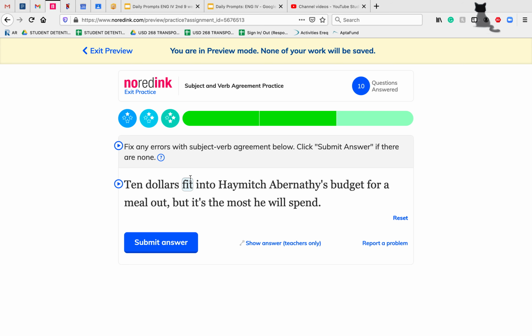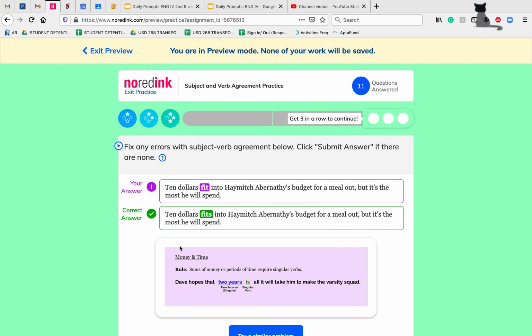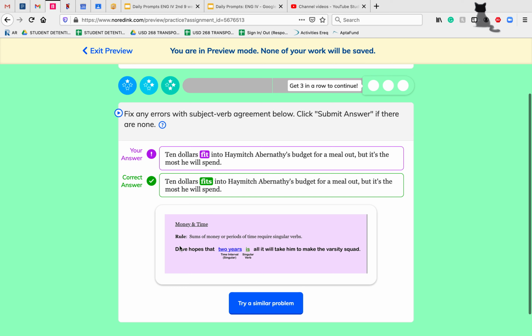$10 fit in Hamish Abernathy's budget for a meal out, but it's the most he will spend out. 10 is more than 1, so we're going to use our plural, which that one currently is. But this is one of those tricky ones that I kind of mentioned when we were talking about time: because it is a sum of money, $10, we'd use fits. So we'll do another one like that.